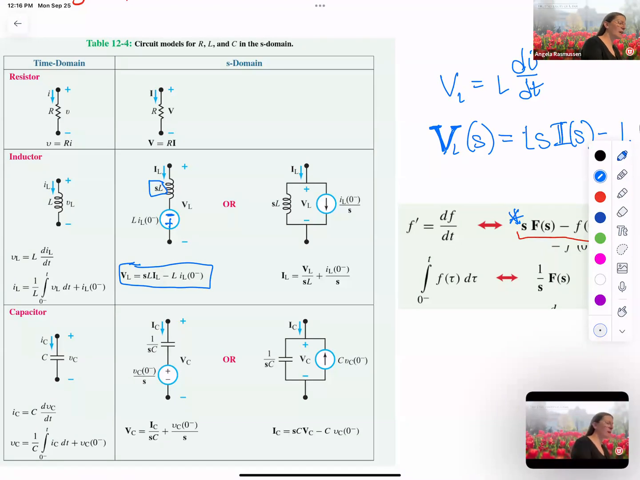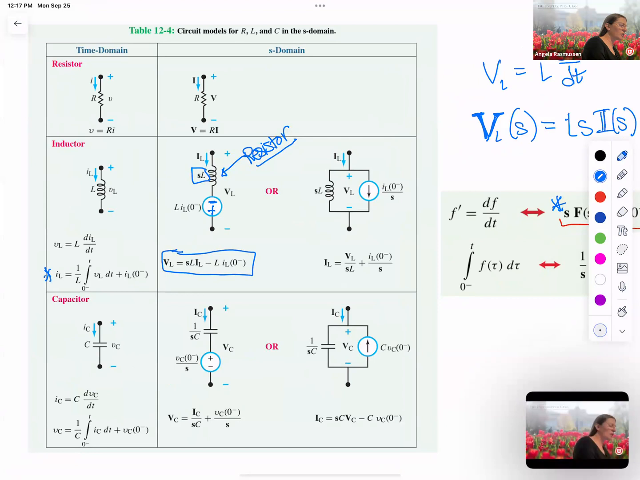And then my element here looks like a resistor. So all I'm doing is using a voltage source, and the element of the inductor now changes to look like a resistor with value SL. So that is just from changing it over from the time domain to the S domain. And I have IR, where R is the value of SL times IL. And then the battery value is just IL 0 minus. So the same thing can be done with the IL.